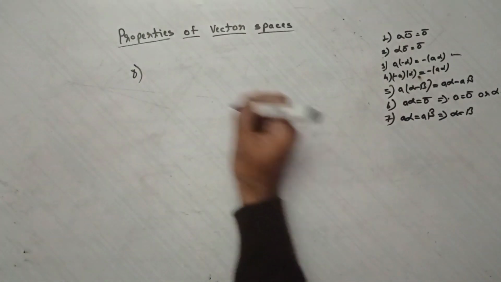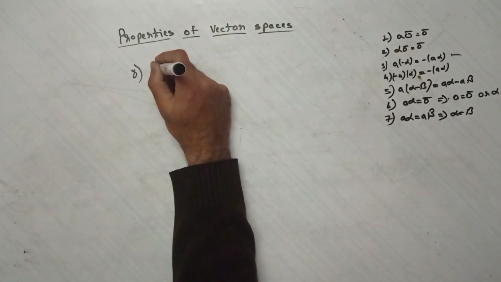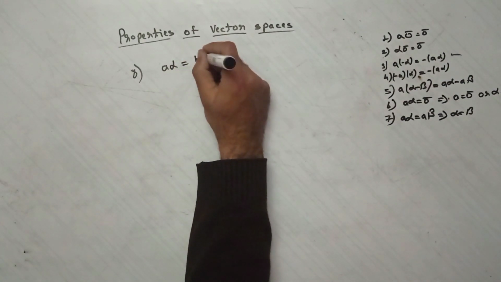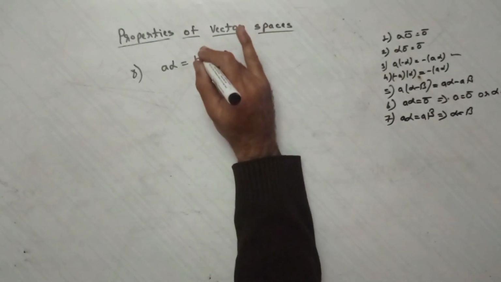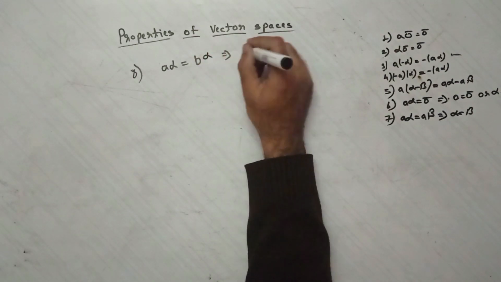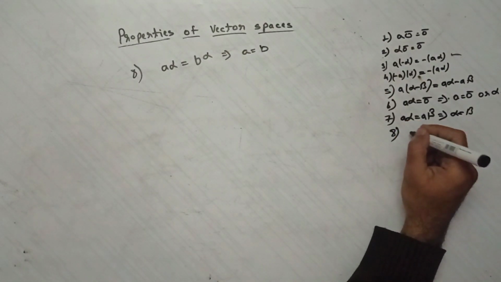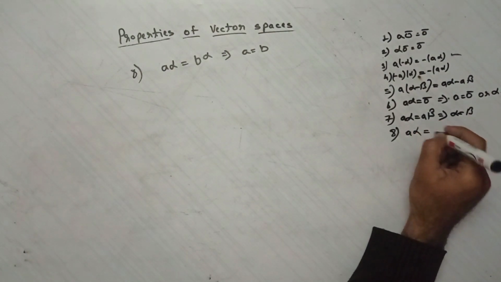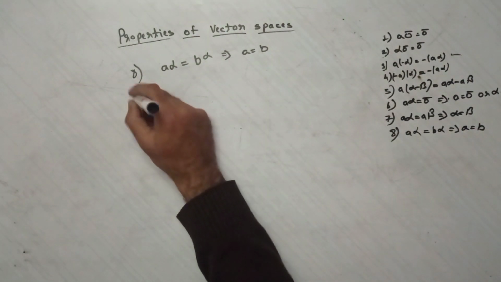The eighth one is like the same as what we just said. If a alpha equals b alpha, which means a alpha and b alpha, then a equals b. The eighth property is saying that: a alpha equals b alpha implies a equals b.